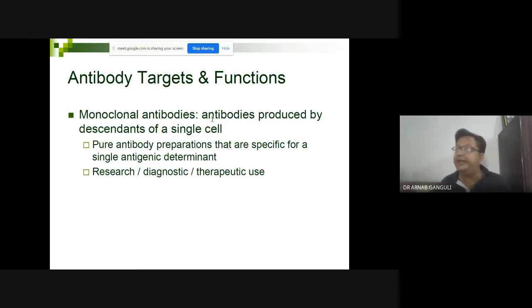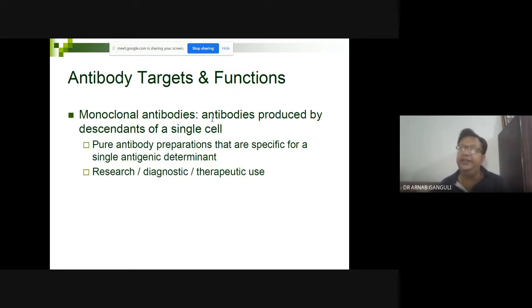Normally when some bacteria or virus enters, they have lots of shapes, so the response is a polyclonal response. From front, back, top, bottom, everywhere, different types of cells are attacking only one pathogen. But in treatment, it is better if you have an antibody from one cell, one clone, producing an antibody. Then it is very useful for many purposes, for medical treatment.